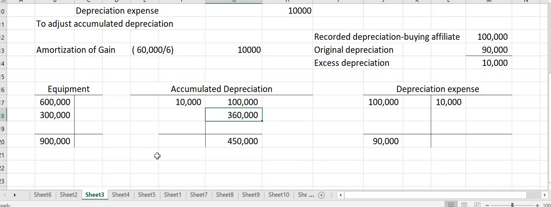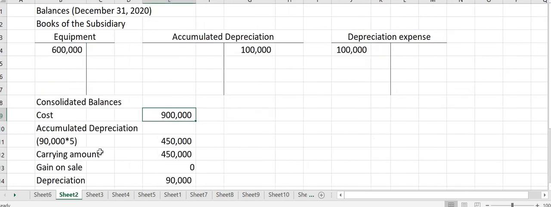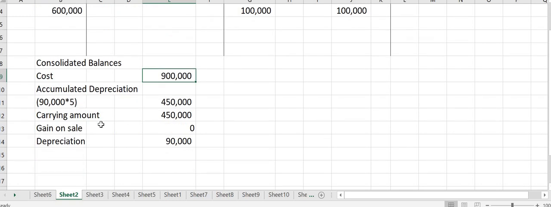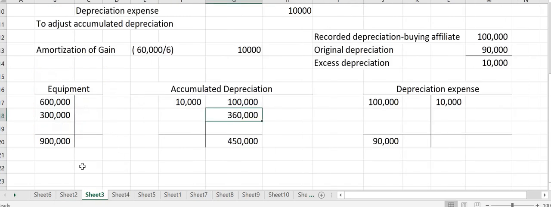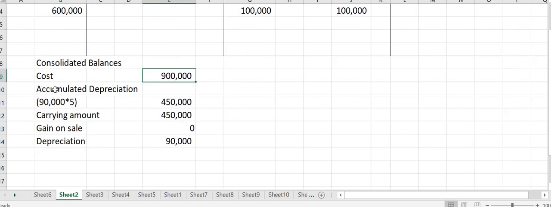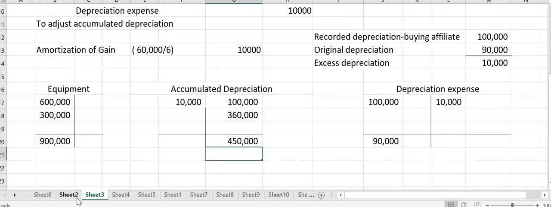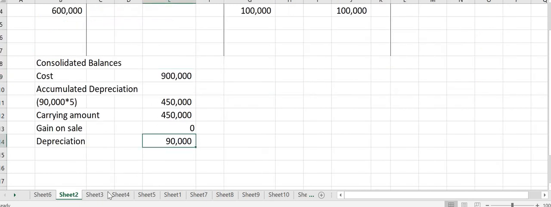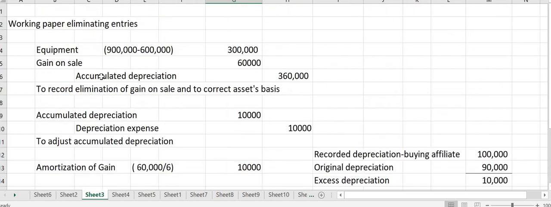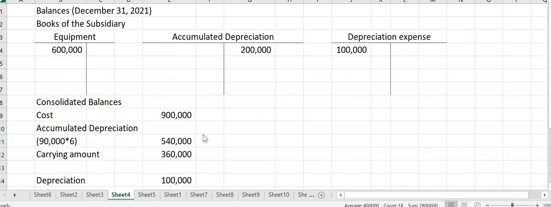So here, based on these balances, di ba, this is actually the supposed to be balance of the accounts in our consolidated financial statement. So the cost we have 900,000. Yung accumulated natin, we have 450,000. Yan siya. At yung depreciation expense natin should be 90,000. And of course, our gain on sale was actually eliminated na. No? Yan siya.